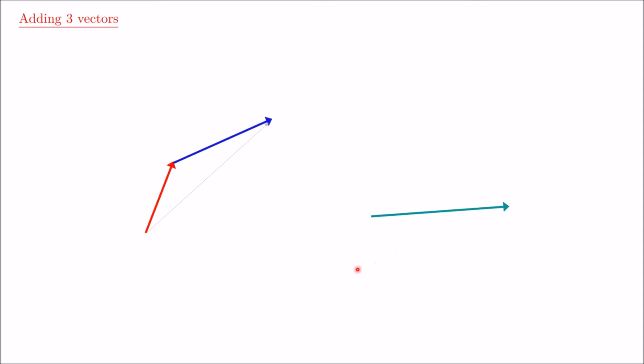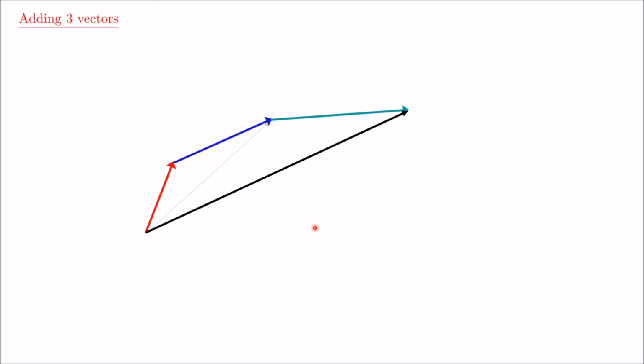Now we want to add the green one as well. So we take this green vector, place it against the head of this intermediate sum vector. So it will look like this. And the final ending result vector will be the sum of this one plus this one. So the final answer is going to be this vector here.